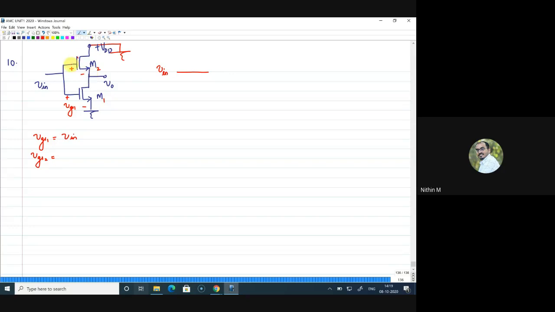What is gate of M2? It is connected to V in. V in. What is source of M2? It is connected to V naught. V naught. Very good. So what is VGS2? V in minus V naught. V in minus V out.